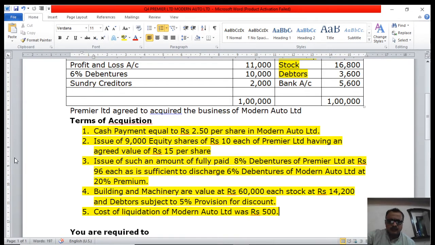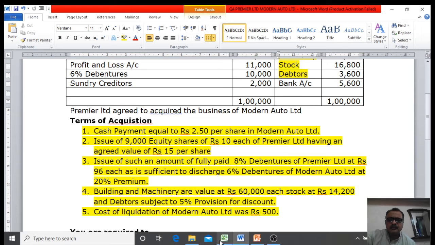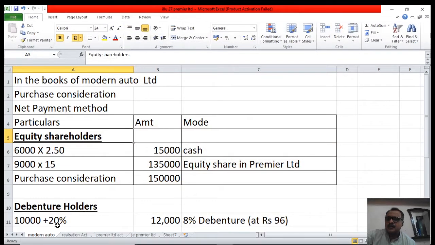So now first we will calculate purchase consideration. Purchase consideration, we have to always follow net payment method first. Here in point number 1 it is telling about cash to be given to the equity shareholders, and in point number 2 it is also talking about shares to be given to the equity shareholders. So the information about the payment made to equity shareholders is fully available, so we can follow net payment method.